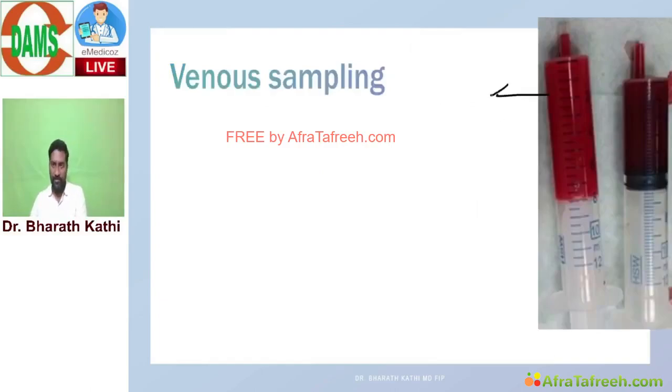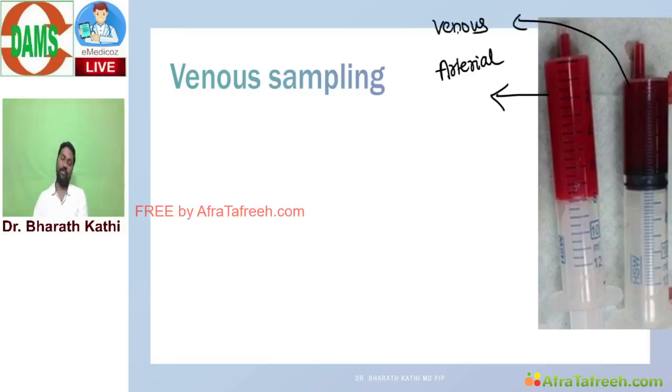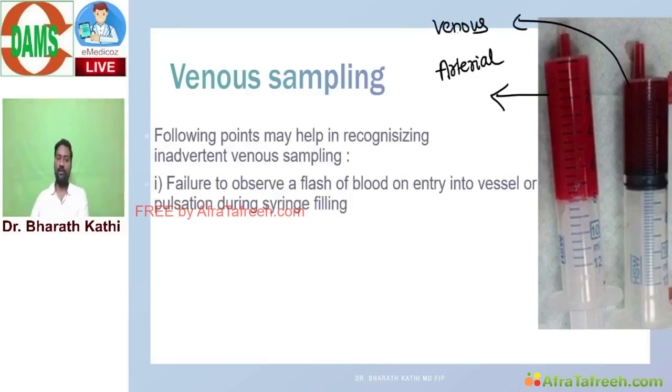How to identify a venous sample? Tell me, what is this sample? This is arterial. You can see bright red. And what is this sample? This is venous sample. These are the important points by which you can recognize.